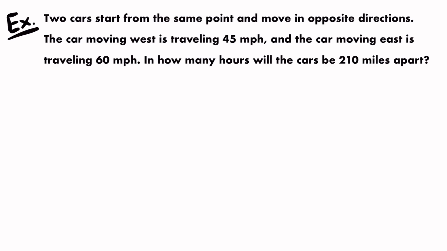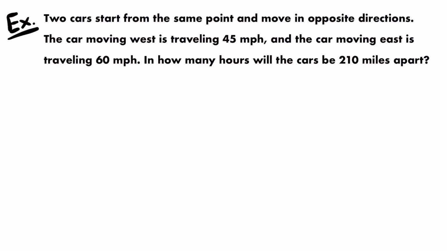All right, so for this example, we are told that two cars start from the same point and move in opposite directions. The car moving west is traveling 45 miles per hour, and the car moving east is traveling 60 miles per hour. In how many hours will the cars be 210 miles apart?